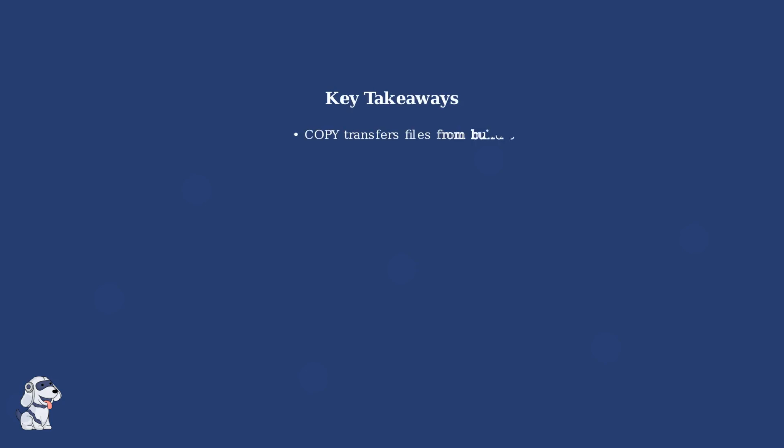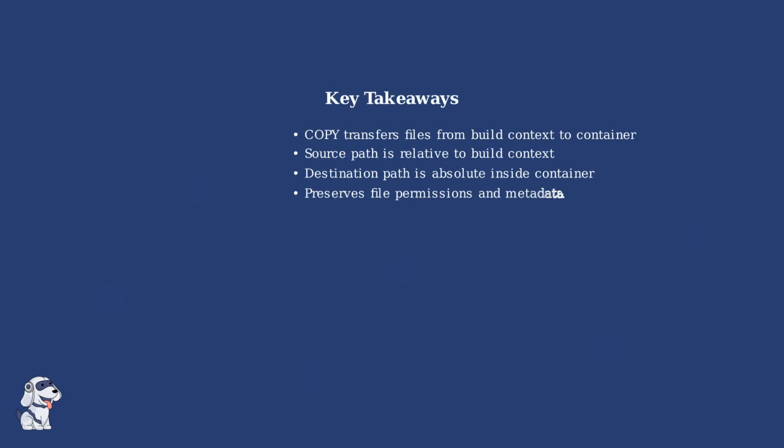Here are the key takeaways about the copy instruction. It transfers files from your build context to the container, preserving permissions and metadata. The source path is relative to your build context, while the destination is an absolute path inside the container. Copy is essential for including your application code and assets in the container image. Understanding copy is crucial for building effective Docker images. It's the bridge that brings your local application files into the containerized environment where they can run.